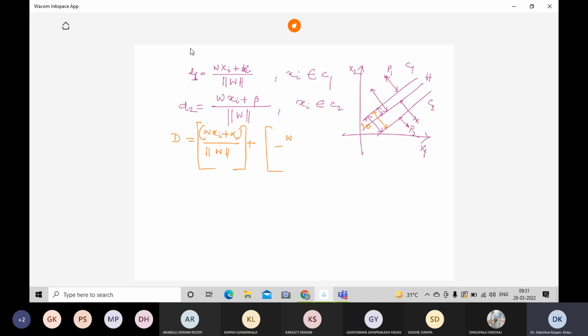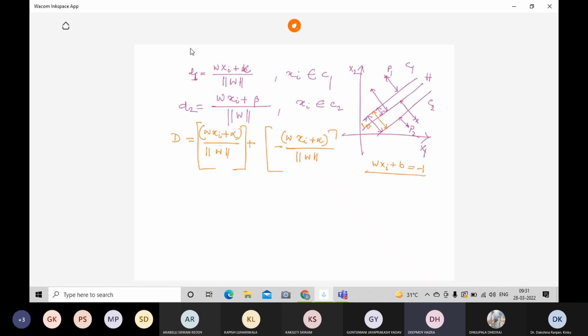Why minus? Can you tell me why we are considering the distance of any point from the hyperplane to be negative? Because this is the negative class and the equation of the margin is Wxi plus b minus 1. So the distance will actually come out negative. So if you put a minus, it will be positive.